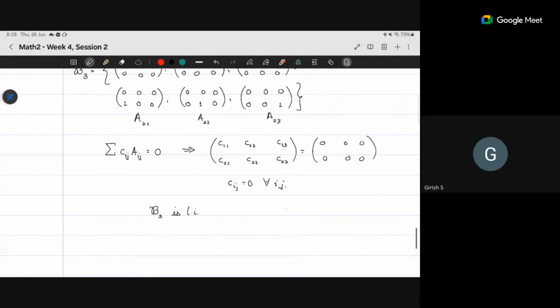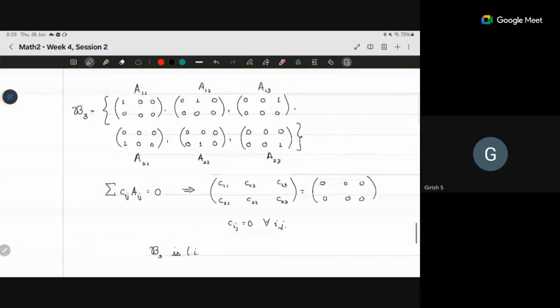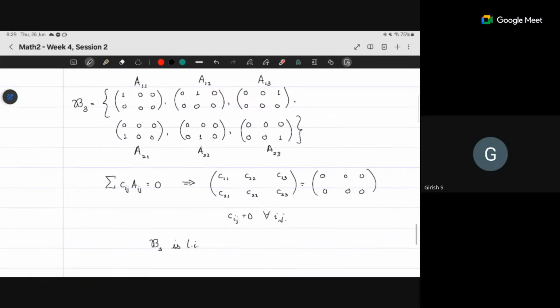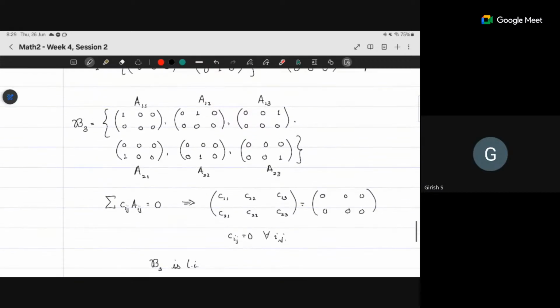So any basis is of size at least 6. You have a linearly independent set of size 6, so a basis should have at least 6 elements. But then, do you see that any element can be written as a linear combination of these 6 elements? Yes, sir. Because this is just like the standard basis. You can just remove that particular element and then write.